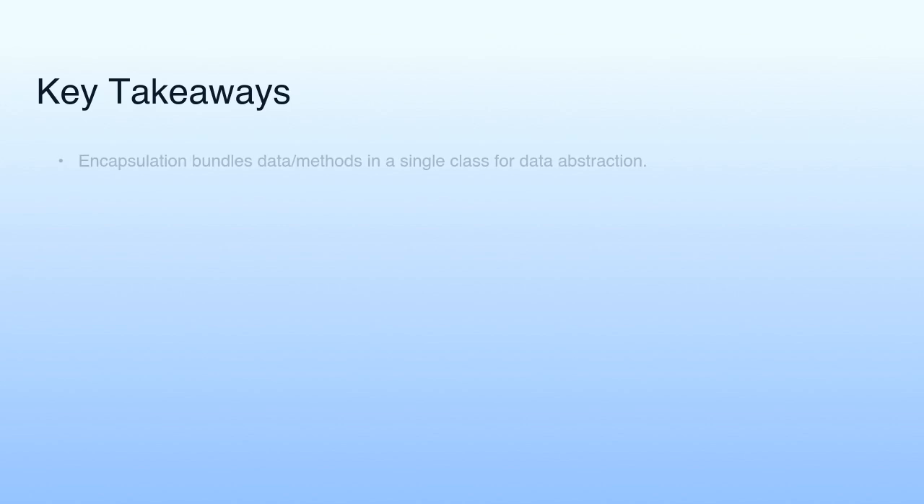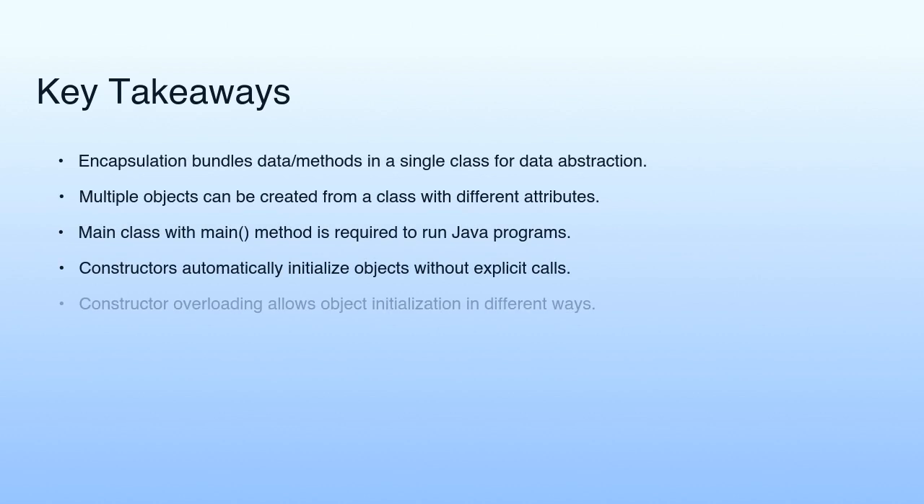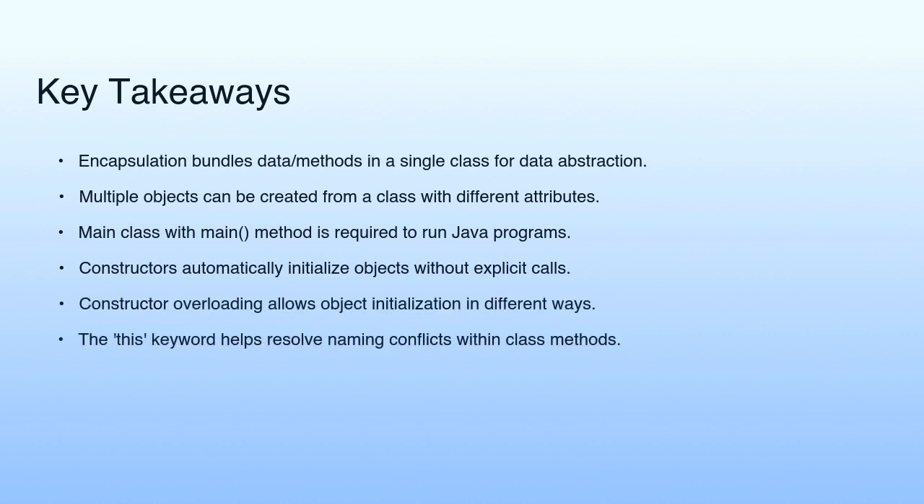In summary, encapsulation bundles data and methods into a single class for data abstraction. Multiple objects can be created from a class with different attributes. The main class with the main method is required to run Java programs. Constructors automatically initialize objects, and constructor overloading allows object initialization in different ways. The this keyword helps resolve naming conflicts within class methods.